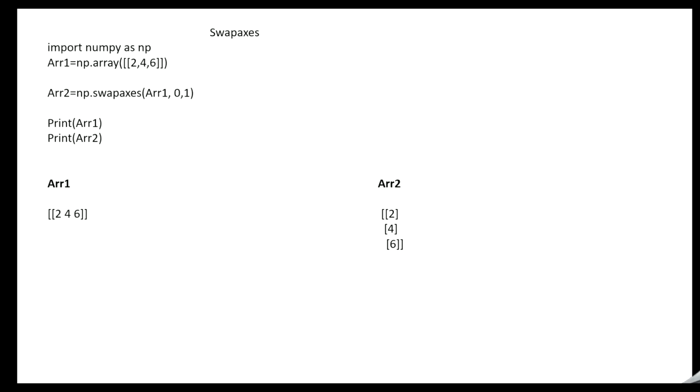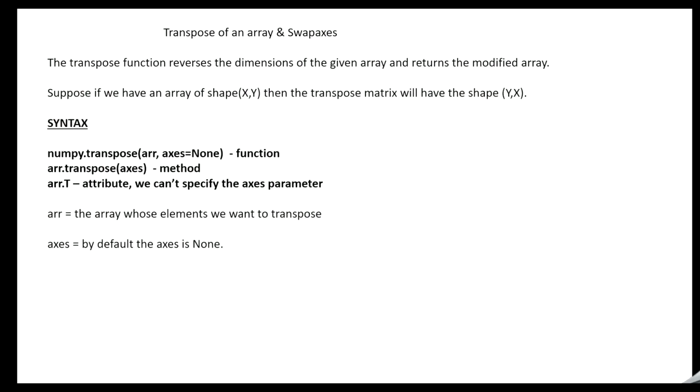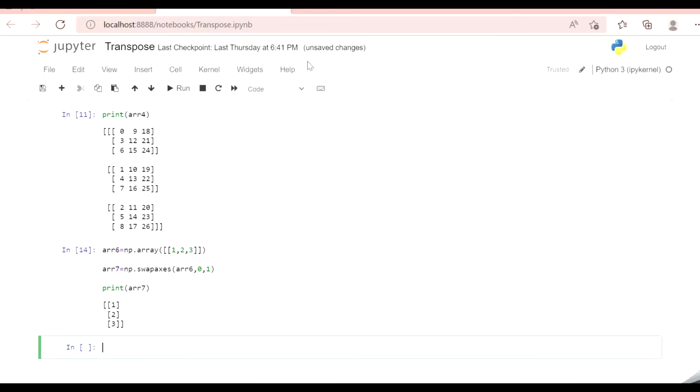So friends, hope it is clear for you: the transpose of an array and swapaxes. Transpose, we can use as a function, a method, and also as an attribute. And swapaxes interchanges axes. We have to specify two axes and it interchanges those two axis values. So here 0 becomes 1, 1 becomes 0. So rows become columns and columns become rows.